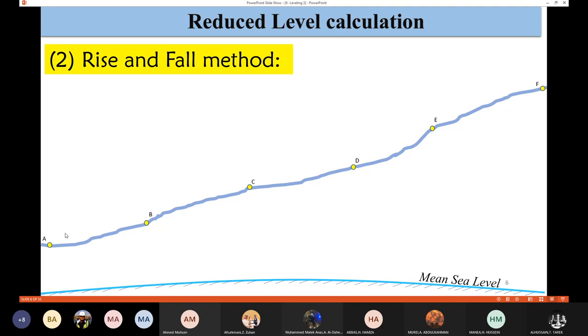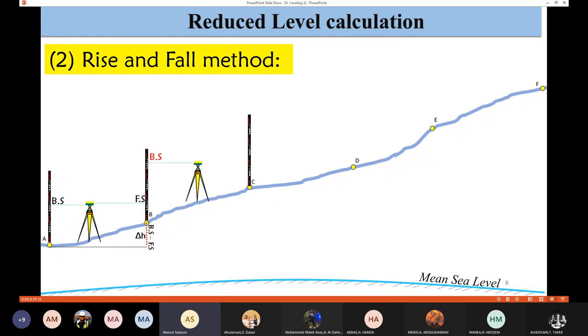In this example, we have a rise, right? This point is higher than that point, and this point is higher than that point. So let's say that I'm going to place the instrument between point A and point B. Then I'm going to get backsight and foresight, and I can determine the difference between these points. So the backsight minus the foresight represents the difference between point B and point A. Here we have the same line of sight, so the difference between here and here is going to give us the difference between point B and point A. So the difference between two consecutive points is the backsight minus the foresight.